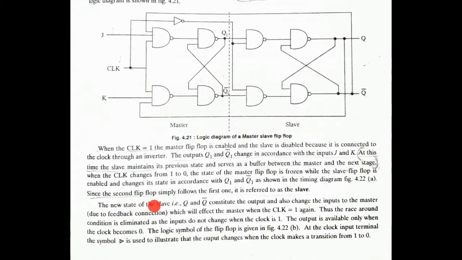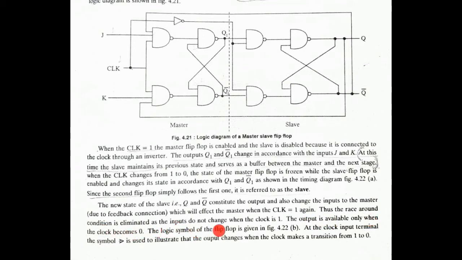The new state of the slave, that is Q and Q bar, constitutes the output and also changes the input to the master due to the feedback connection, which will affect the master when clock equals 1 again. Thus, the race around condition is eliminated. As the inputs do not change when the clock is 1, the output is available only when the clock becomes 0.